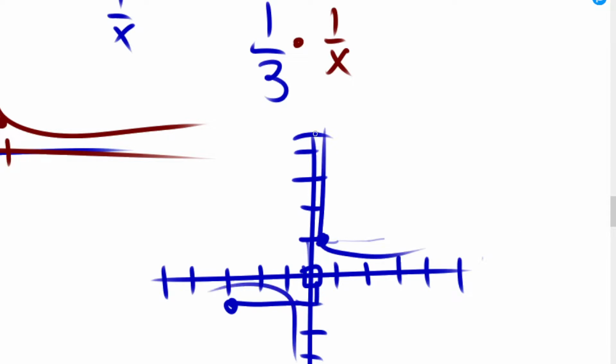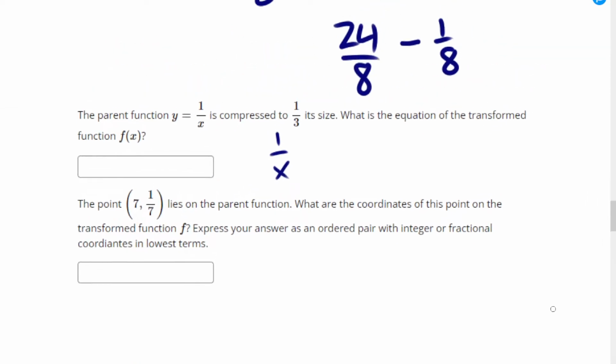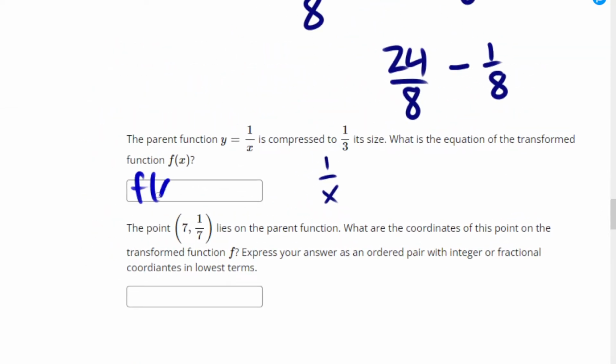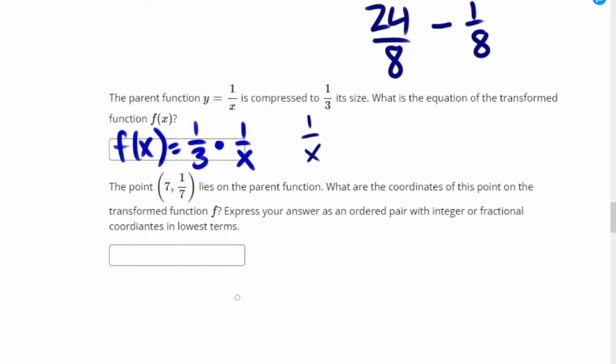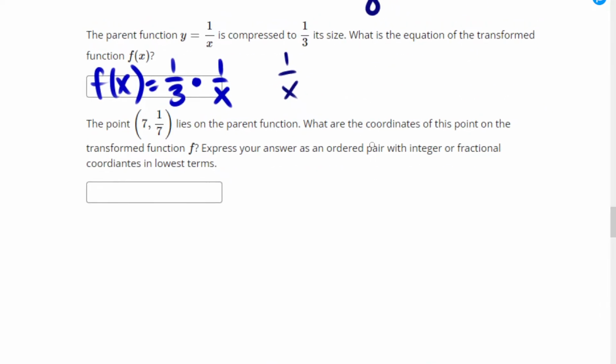Nothing changes with our asymptotes. Our asymptotes stay the same. It just sort of makes the graph look a little different. So coming back to this, if it's compressed by 1/3 of its size, we'll do f of x equals 1 over 3 times 1 over x. You want to keep them separate. You can't really combine them because, well, you could combine them, I guess. But typically what Desmos will look for is this 1/3 times 1 over x. I think it probably would work if you combine them, but I'm not sure.